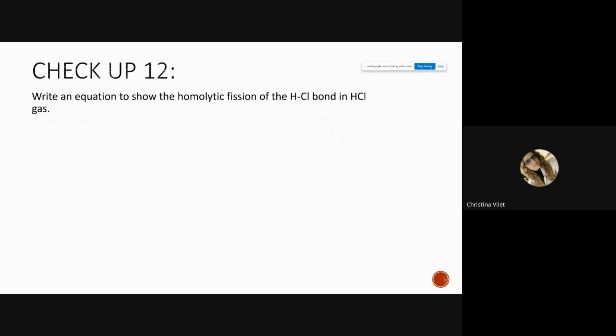All right. This is a check of 12 from the textbook. I don't love this question. I probably should have taken it out. They're telling you to do a homolytic fission. Typically, this would actually be heterolytic, which is why I said I don't love this question from the textbook. But because you are instructed to show a homolytic fission, what would you do?